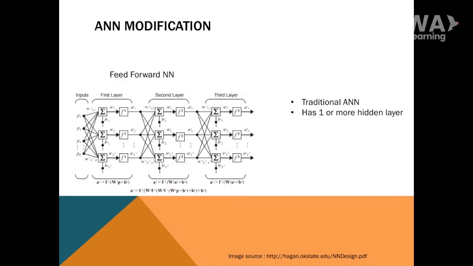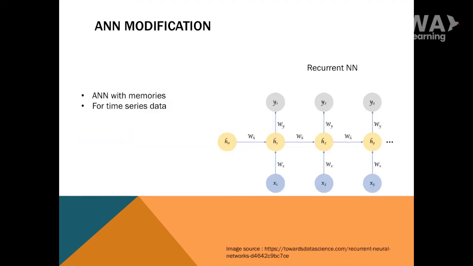There are many kinds of modification in artificial neural networks. First, we have the feed-forward neural network. This is the traditional form of artificial neural network. We have talked about the architecture before, so we will not repeat that. And second is the recurrent neural network or RNN, an artificial neural network with memory. RNN remembers things learned from prior input while generating output. RNNs are commonly used for time series data to make predictions, for example, for stock price prediction.